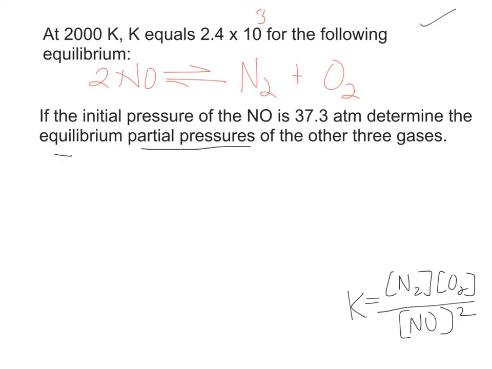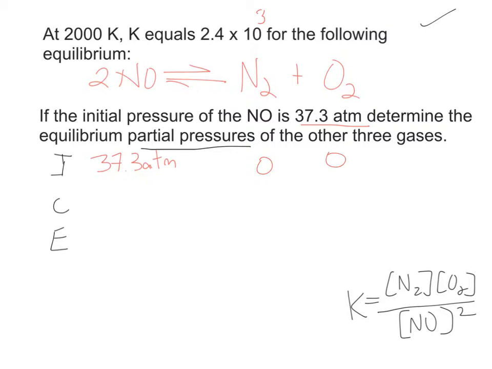I have initial, change, and equilibrium. And all I know is that I have 37.3 atmospheres of this. So I'm going to write that in. 37.3 atmospheres of the nitrogen monoxide, and since they don't tell us we have any of the products, because sometimes you do, but they don't say we do, so we're going to assume we don't. So this is 0 and this is 0 initially.